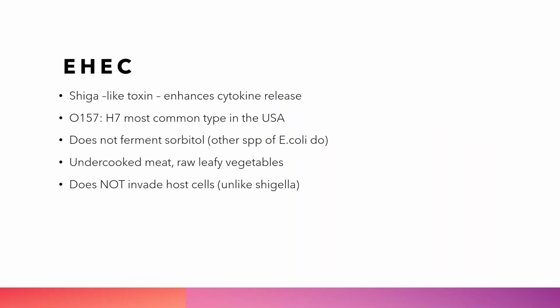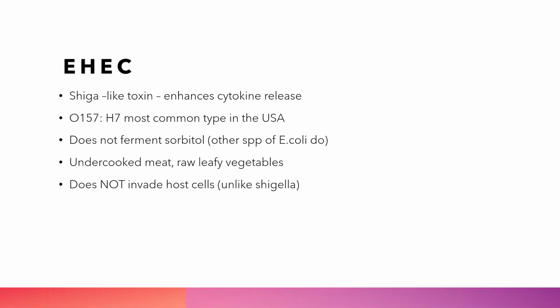Now let's move on to enterohemorrhagic E. coli, which is our EHEC. So EHEC contains Shigella-like toxin. This also enhances cytokine release. Now, O157:H7 is the most common type in the United States of America. This one, EHEC, does not ferment sorbitol. And that's high yield because other subspecies of E. coli do ferment sorbitol, but EHEC is the only one that does not ferment sorbitol.